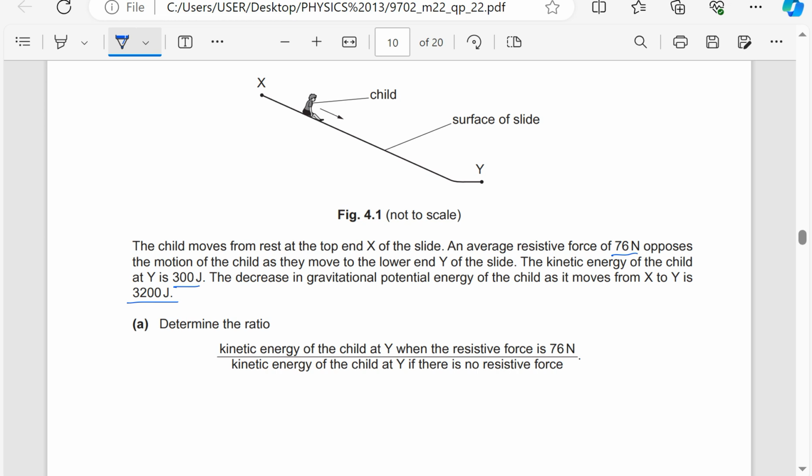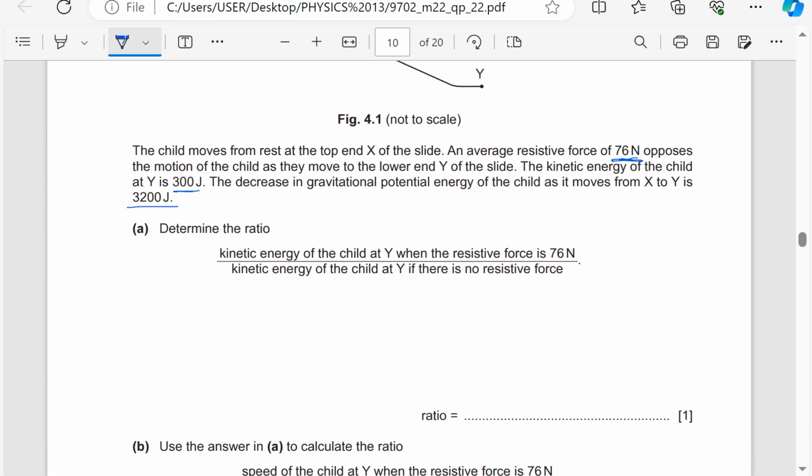This is the decrease in the gravitational potential energy, but the kinetic energy is this. That means the kinetic energy of the child is not the same as the decrease in potential energy, so some energy is wasted to overcome the resistive force. Determine the ratio of the kinetic energy of the child at Y when the resistive force is 76, so the kinetic energy is 300, over the kinetic energy of the child at Y if there was no resistive force, then the kinetic energy would be the same as the loss in gravitational potential energy.